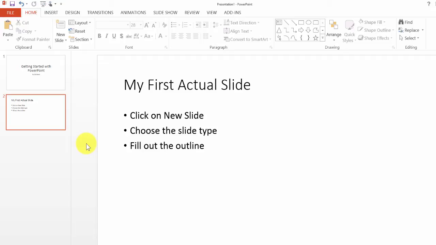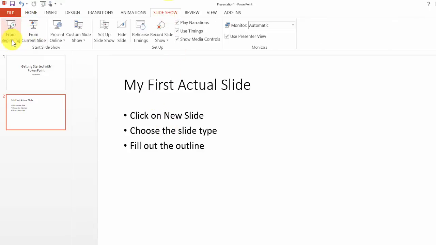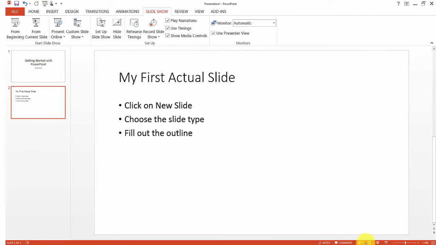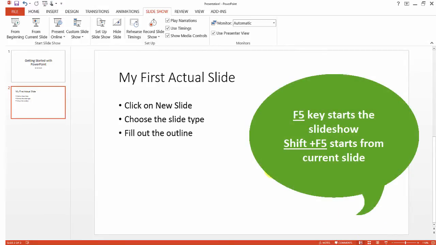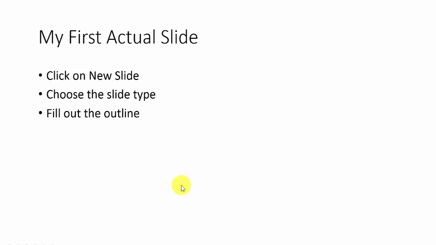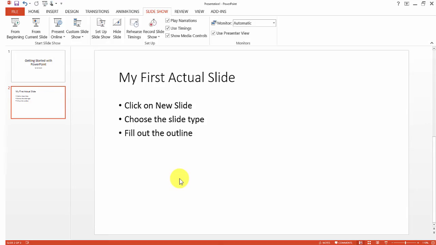Now, if I wanted to test this first slide and these couple slides that I just created, I can either go here under Slide Show and choose to present it from the beginning, or I can simply go down here at the very bottom and click on slideshow, or I can press F5 on the keyboard to start presenting it. And so far it is not that fancy, but at least we have something to present. And this is just for me to demonstrate that we can create something within a matter of a few minutes.